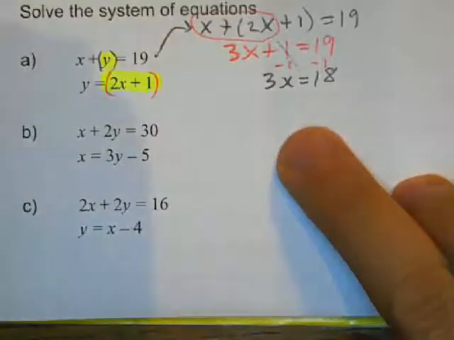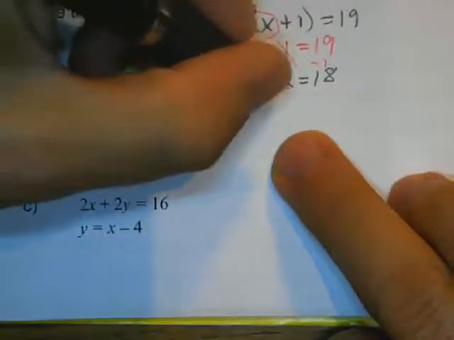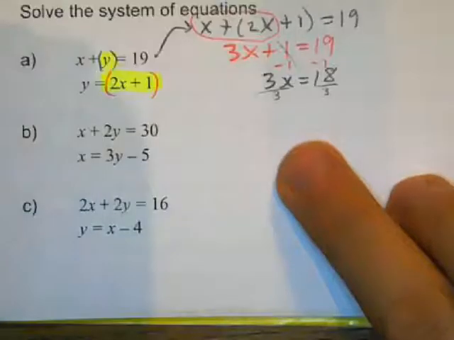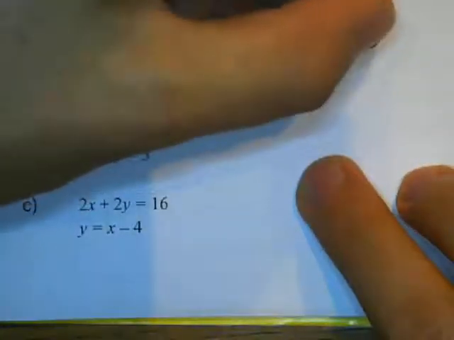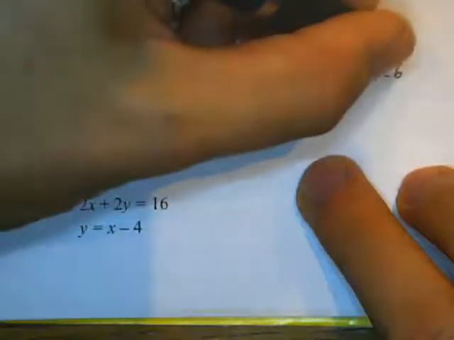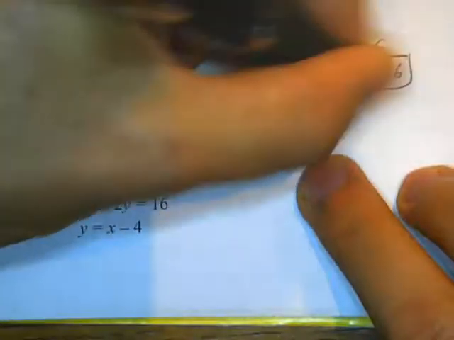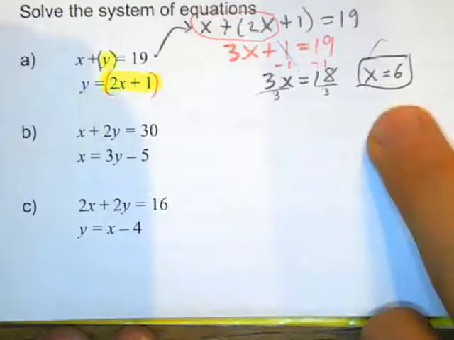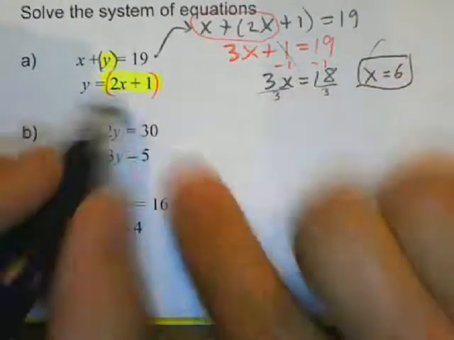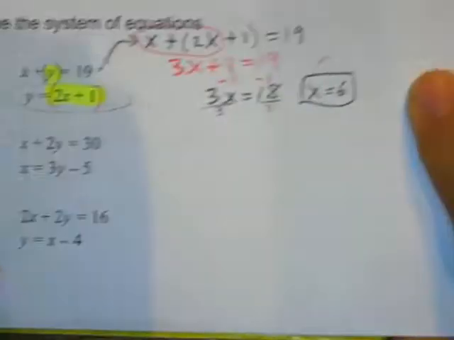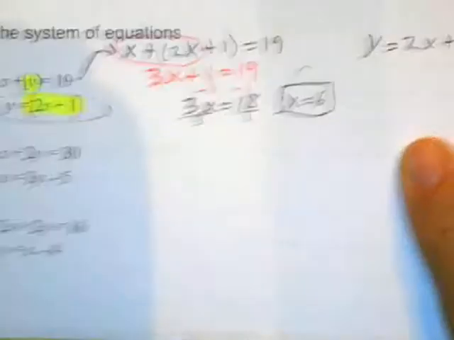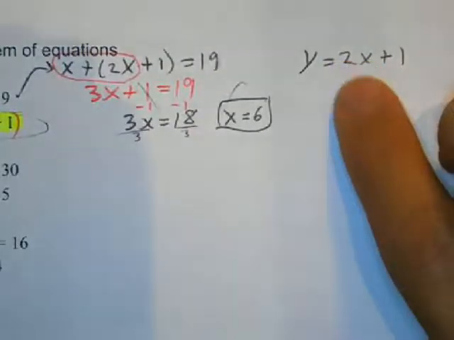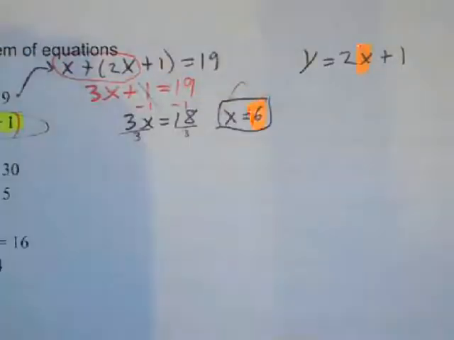Okay, and then the next step is I divide both sides by 3, and then I end up with x equals 6. Okay, now I still need to solve for y. So I'm just going to rewrite this equation over here. We know that y equals 2x plus 1, correct? I just rewrote it.